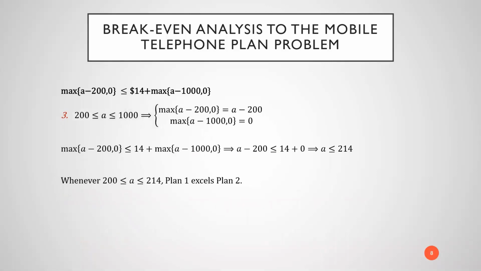In the last state, A is between 200 and 1000. Again, at last, we will have a less than or equal to 214 value there. So the first assumption was A between 200 and 1000. Now, in order to prefer plan 1 over plan 2, A should be less than or equal to 214. So together, the intersection of these two statements, I will get A should be between 200 and 214. In this condition, I will prefer plan 1.